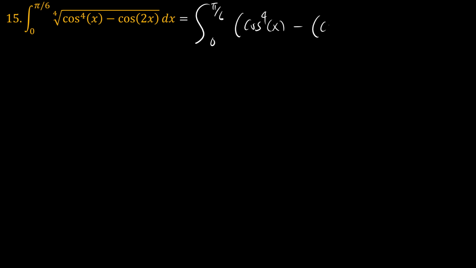Integral from x equals 0 to x equals pi over 6 of the fourth root of cosine of 4x minus cosine 2x. So we can rewrite this in an easy manner. So we have cosine 4x, and then we can write cosine 2x as cosine squared of x minus sine squared of x, to the power of a quarter.